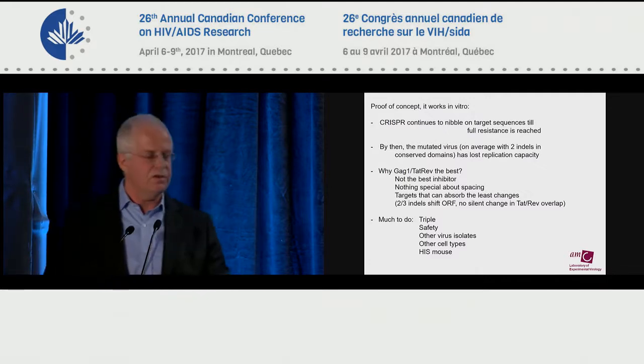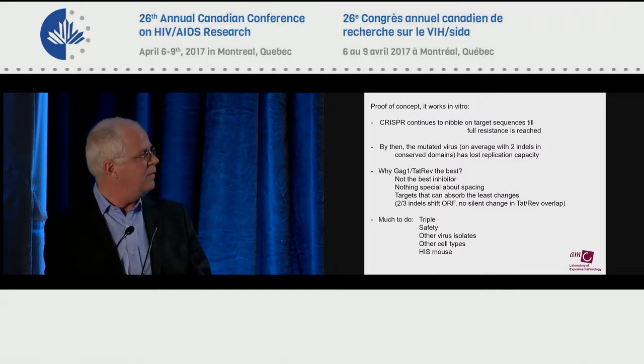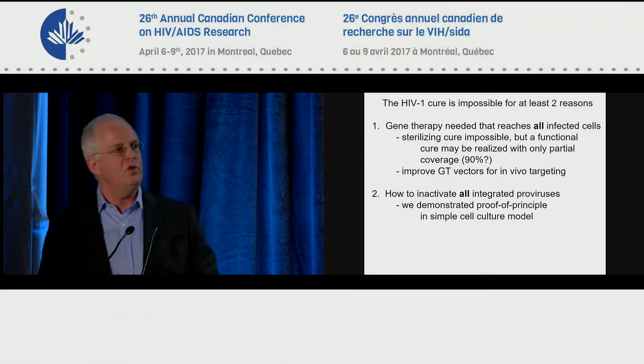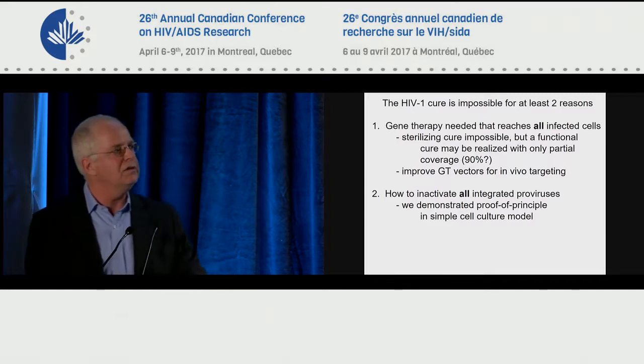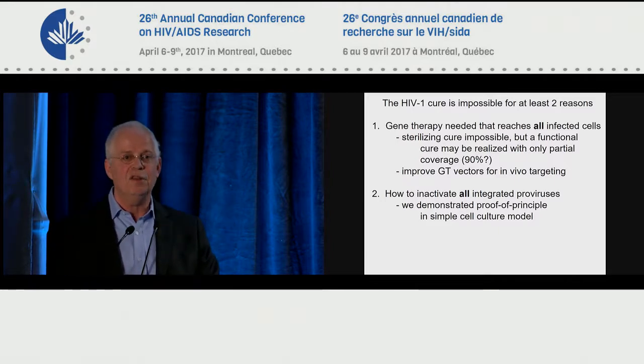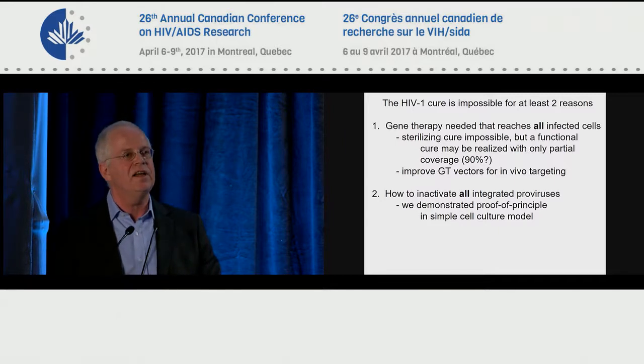We have to test this in other cell types, and we want to move that into a humanized immune system mouse model that we have operational. Now, so that's some good news, because a few years ago, I, of course, was quite pessimistic about the possibilities of a cure. I thought it was simply impossible for at least two reasons that I listed on this slide.